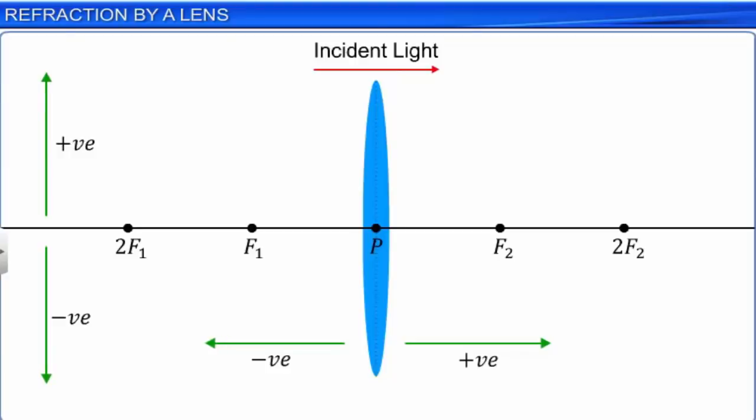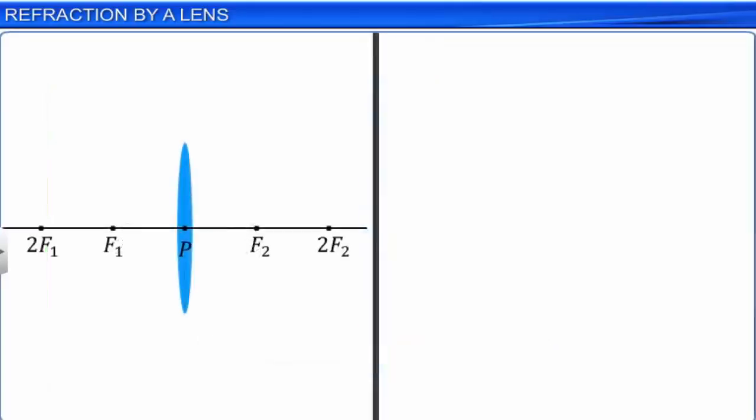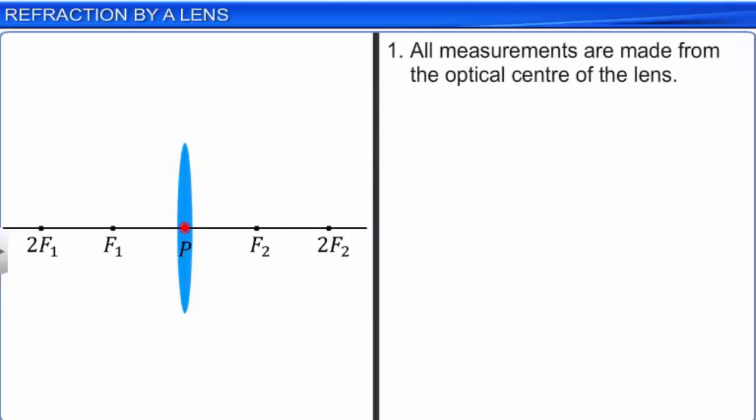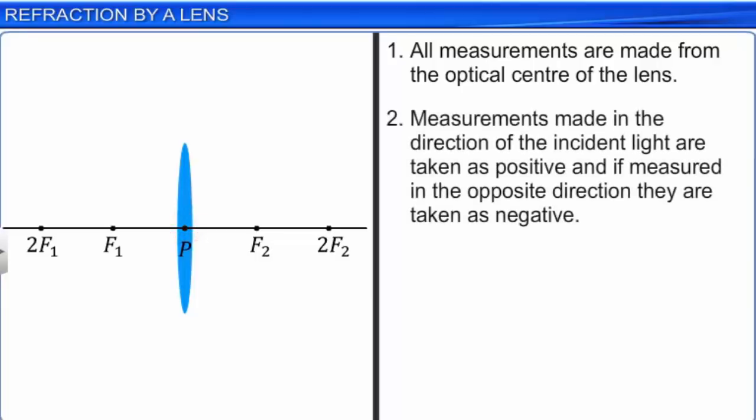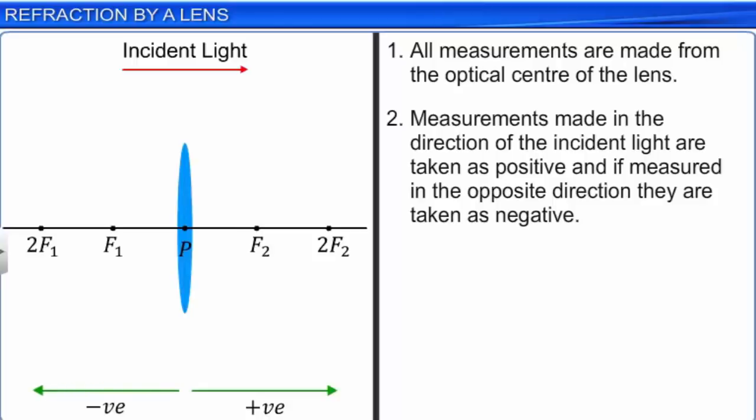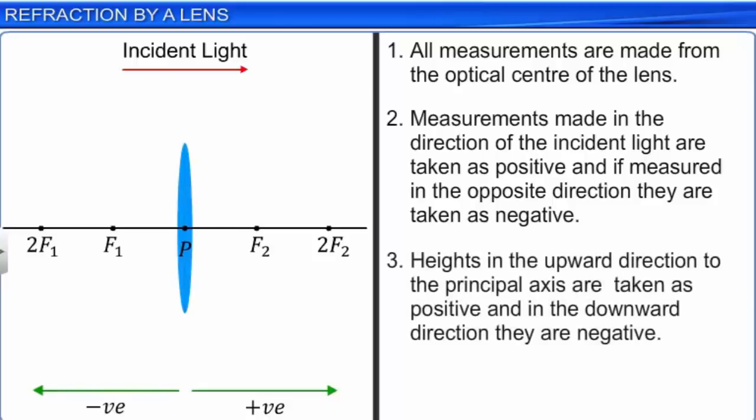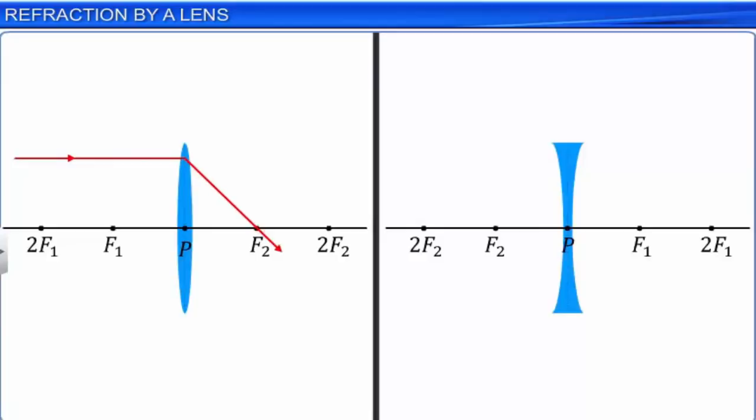Let us now look at the sign conventions we follow in case of lenses. These are similar to the ones we followed in case of spherical mirrors. All measurements are made from the optical center of the lens. Measurements made in the direction of the incident light are taken as positive, and if measured in the opposite direction, they are taken as negative. Heights in the upward direction to the principal axis are taken as positive, and in the downward direction are taken as negative. Note that the focal length is positive for a double convex lens and negative for a double concave lens.